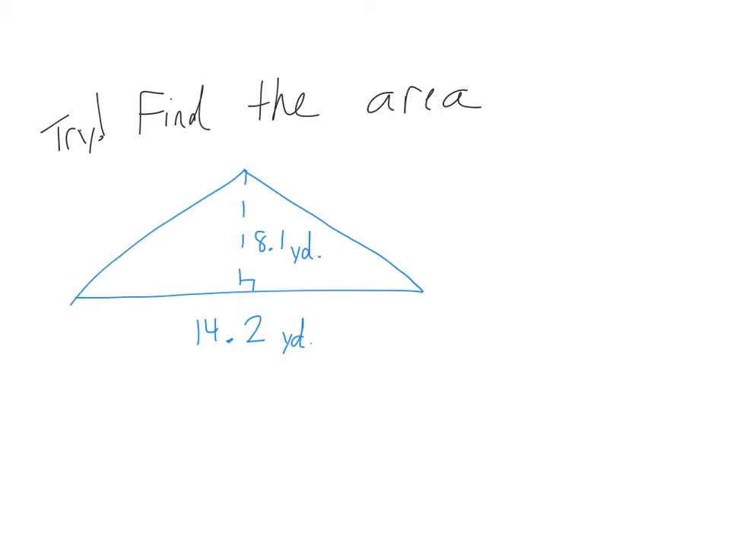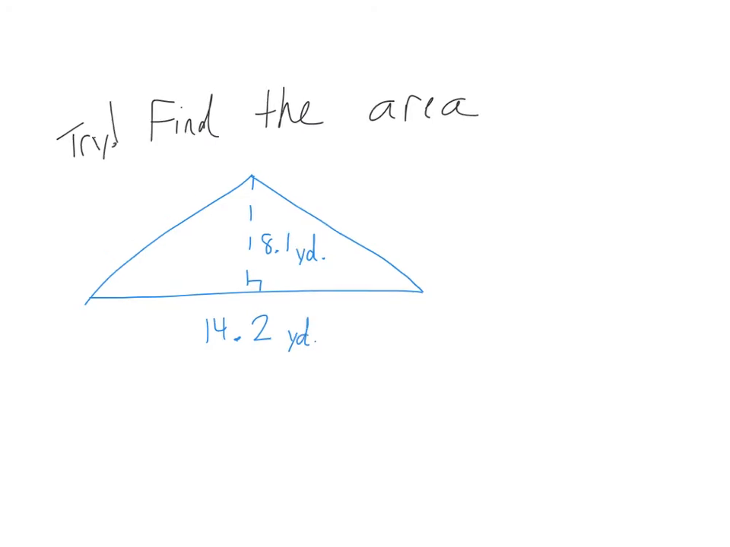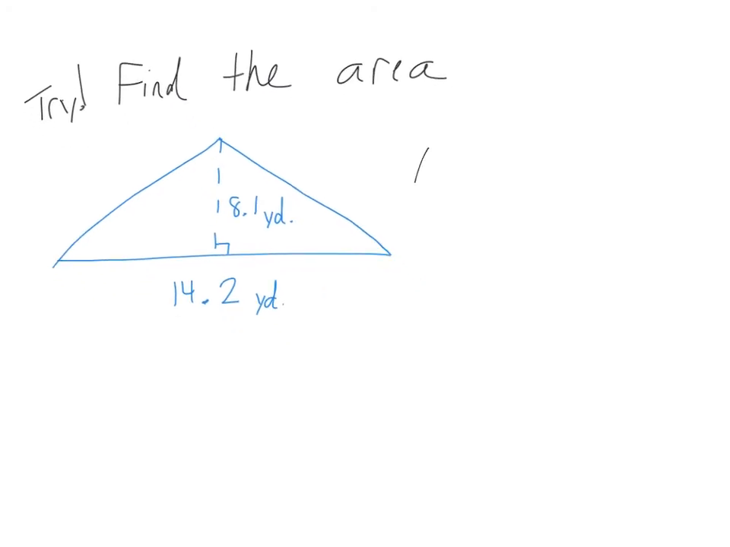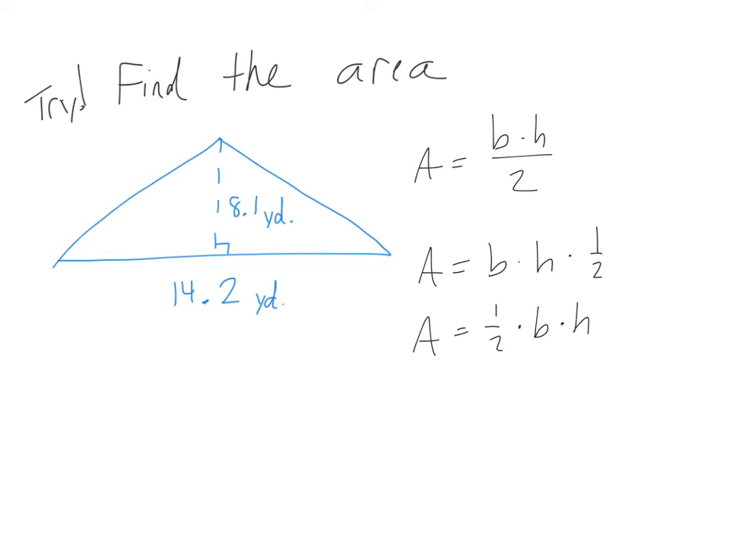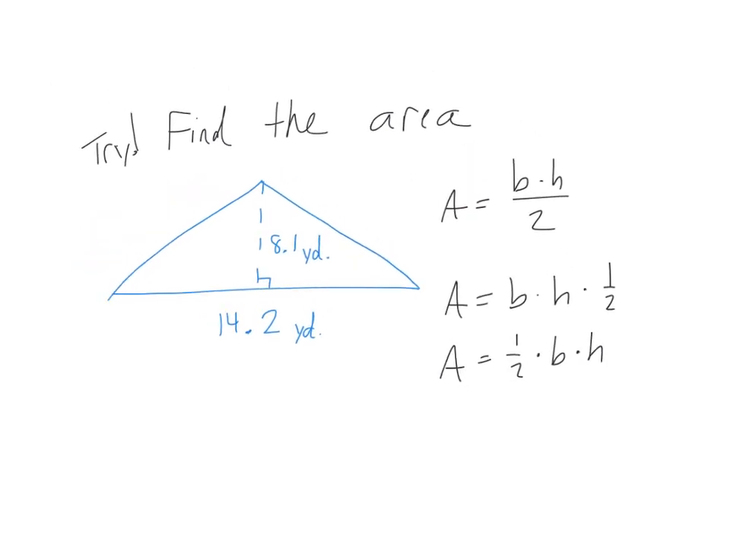Alright, so I want you to pause the video, try this one, and play when you are done. Alright, so on this one, got to do a little more calculating. We know, again, area of a triangle is base times height divided by 2. Now, on a side note, you can also think of that as base times height times a half, or half times base times height. Okay, there's a number of ways we can actually do that. You can put the half in the middle if you wanted, but this is my preferred way, so let's roll with that. Base times height divided by 2.